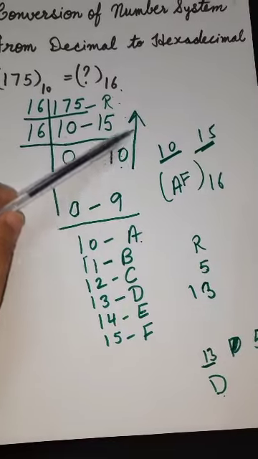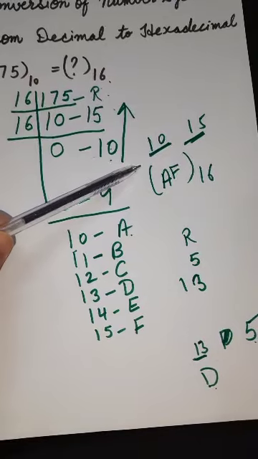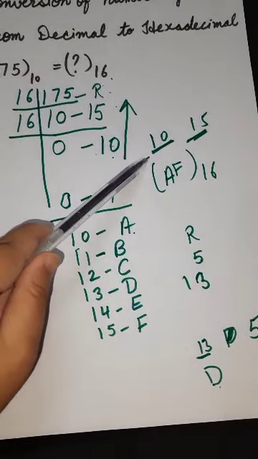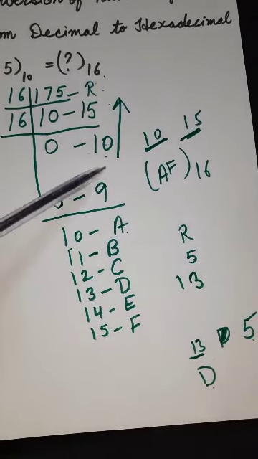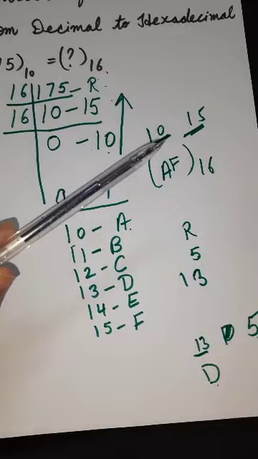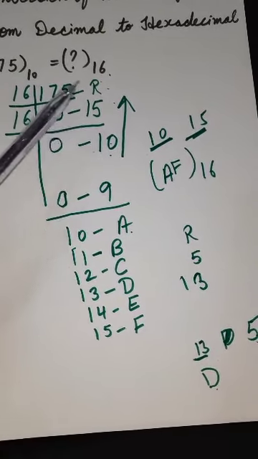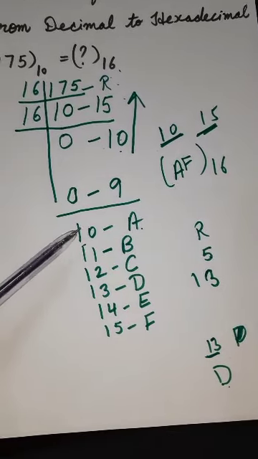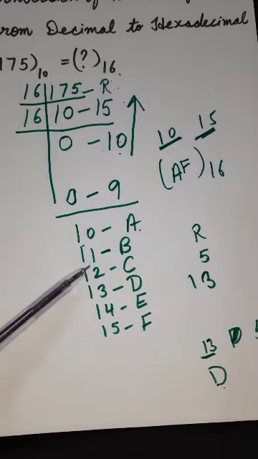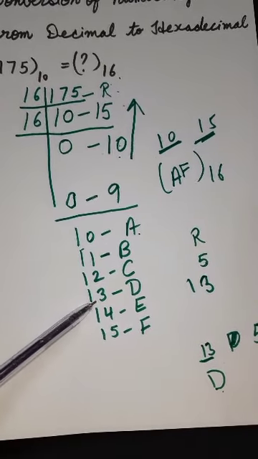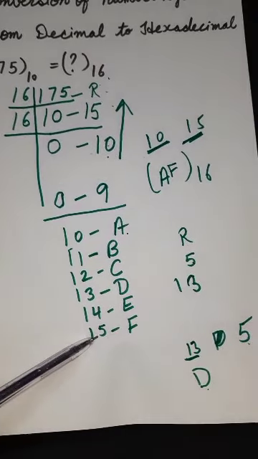Now we have to collect remainders in reverse order, 10 and then 15. We cannot write 10 15 because we have to write only one digit or one symbol. If the remainders are from 0 to 9, we can write them as it is. If remainders are more than 9, means 10, 11, 12, 13, 14, 15, then we will write accordingly. For remainder 10, we will write A, 11 we will write B, 12 we will write C, 13 we will write D, 14 we will write E, 15 we will write F.